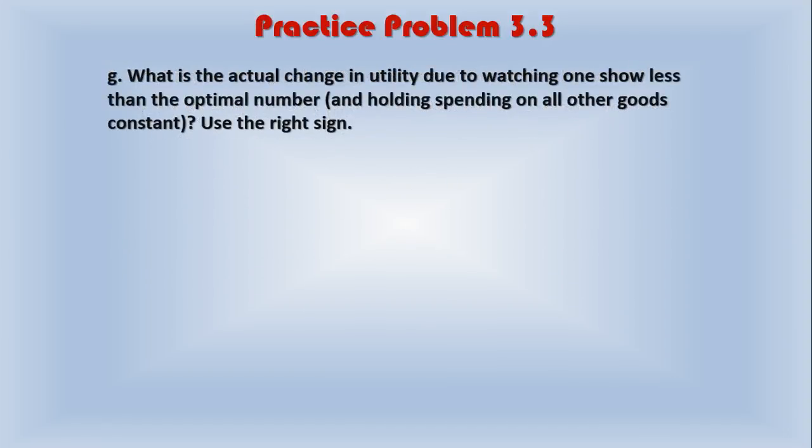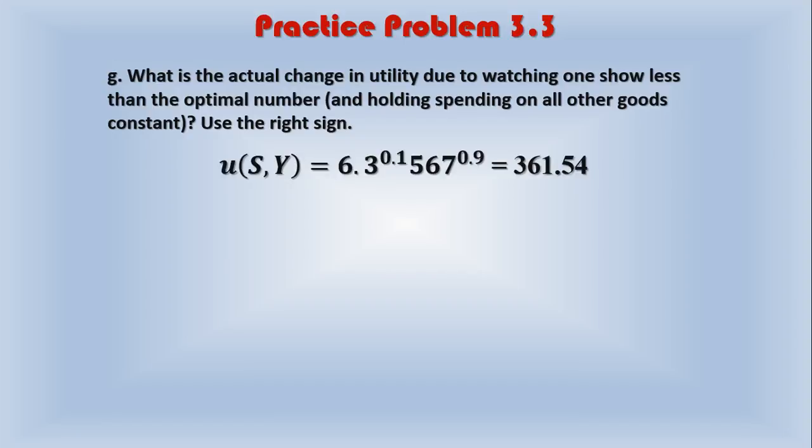All right, last part. What is the actual change in utility due to watching one less show than the optimal number and holding spending on all other goods constant? Use the right sign. So this is saying you are just dropping one show from that optimal consumption bundle. So where is that landing you as far as your overall utility now? So now you just basically have to plug in the amount of the composite good that you figured out, 567, and then drop that 6.3 by 1 to figure out what your utility is for that consumption bundle.